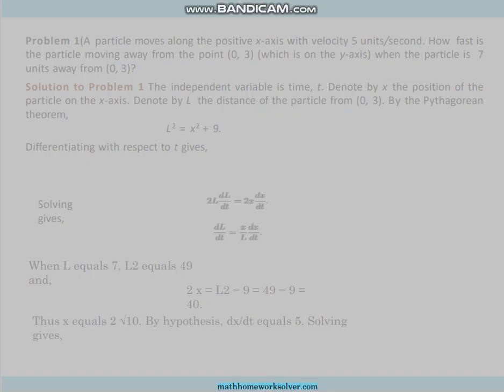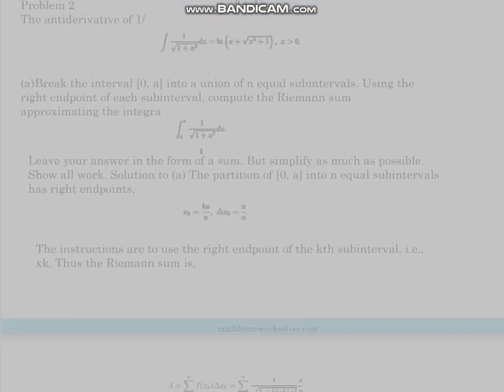Problem 2. The antiderivative of 1/x. Break the interval [0, a] into a union of n equal subintervals. Using the right endpoint of each subinterval, compute the Riemann sum approximating the integral. Leave your answer in the form of a sum, but simplify as much as possible. Show all work.